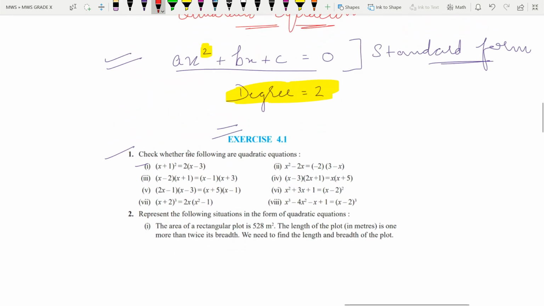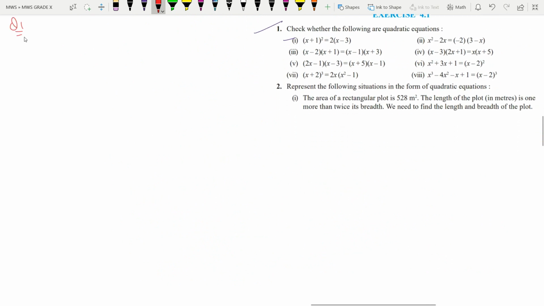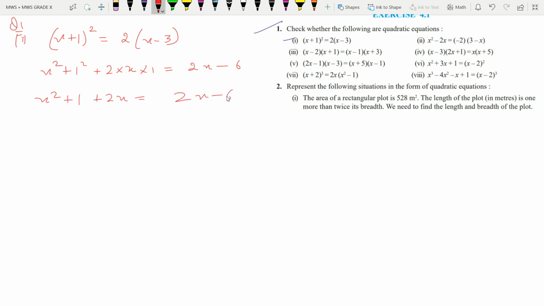Moving further to exercise 4.1, first question, first part. Let us check, is it a quadratic equation? x plus 1 whole square is equal to twice of x minus 3. It is a square plus b square plus 2 into a into b. See this, a plus b whole square, and here multiply it by 2. Now x square plus 1 plus 2x is equal to 2x minus 6. 2x and 2x cancel out. x square is equal to minus 6, then 1 this side. So x square equals minus 7. Bring this minus 7 this side. x square plus 7 is equal to 0.